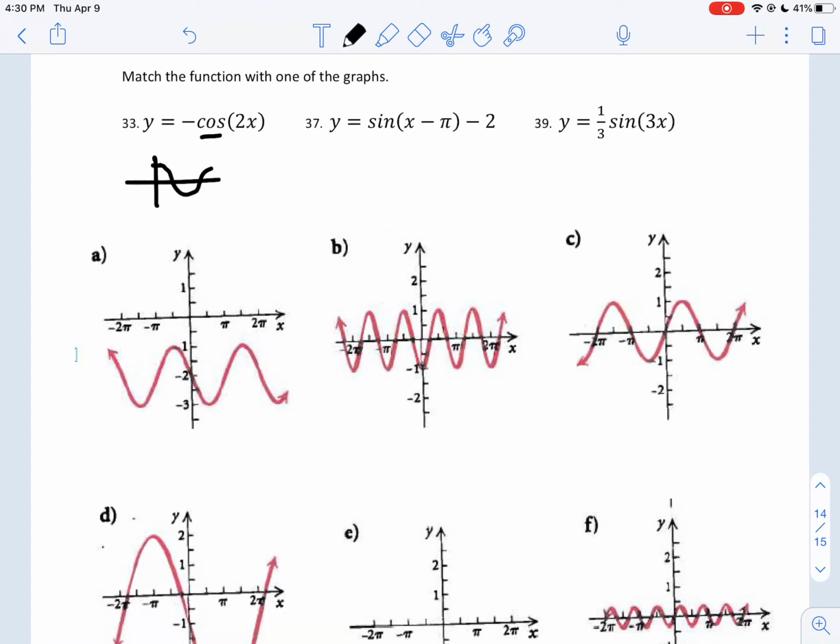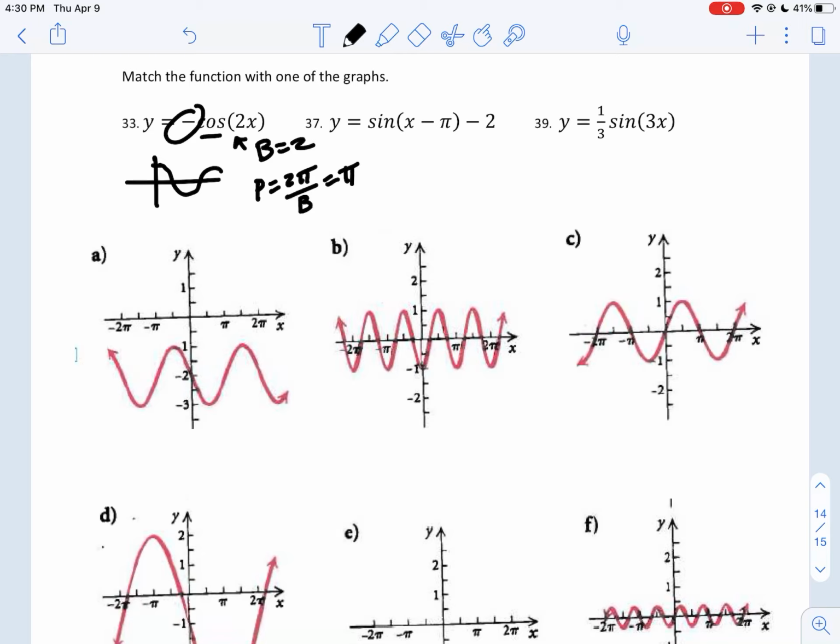So first of all, I see I'm working with cosine. So I know that cosine starts at 1 and looks something like that for one period. I see that it's reflected, and I also see the horizontal shift, b equals 2. That means it's going to be a horizontal shrink by a factor of 2. Also, if you remember the formula, the period is 2 pi divided by b. That tells us the period is pi.